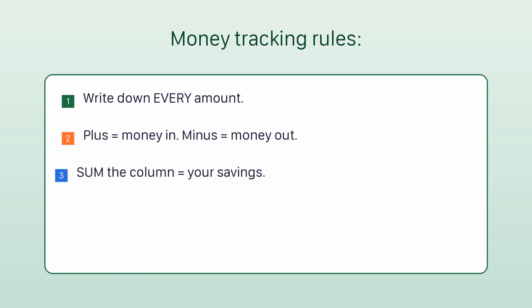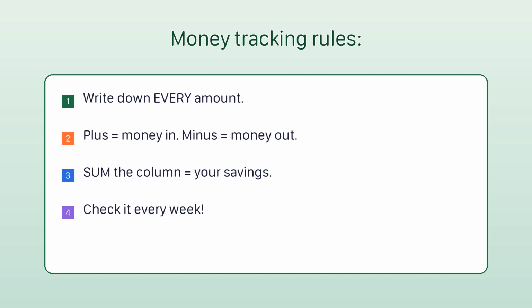3 rules of money tracking. Write it all down. Small amounts add up. Use plus and minus, and let Excel do the sum. Future, you will thank you.